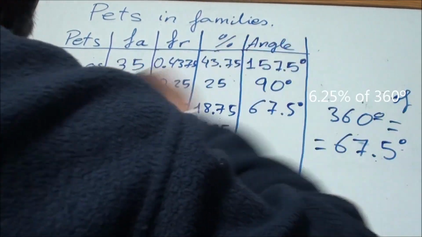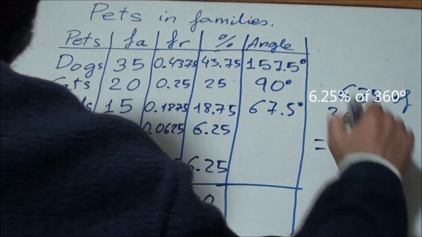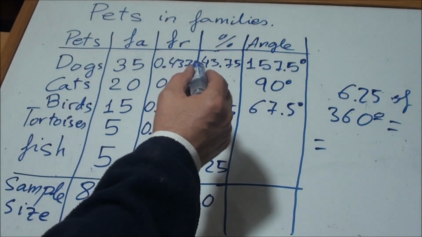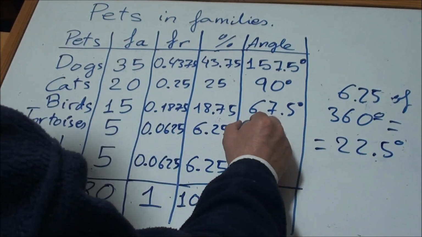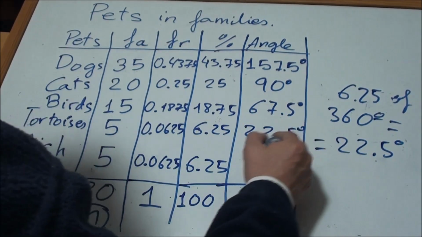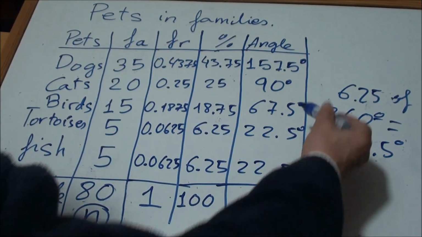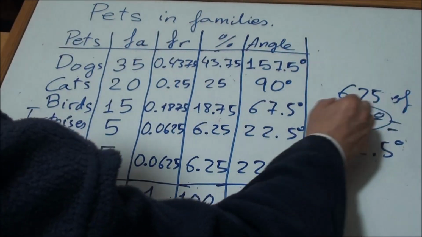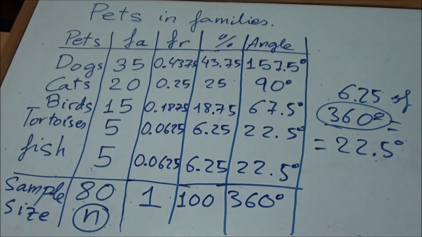6.25% of 360, that would be 22.5 degrees. So here is 22.5, and here it would be the same because it's the same number, 22.5 degrees. And now we add all the angles, and what should we get here? The result is the total circle, 360 degrees. Okay?